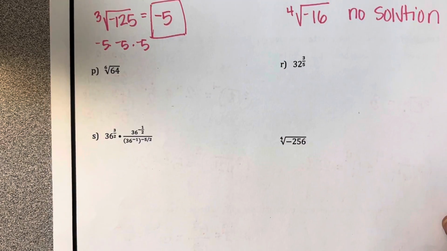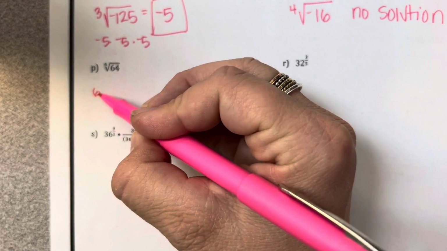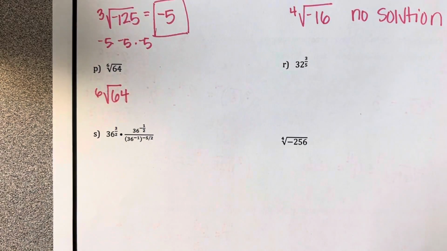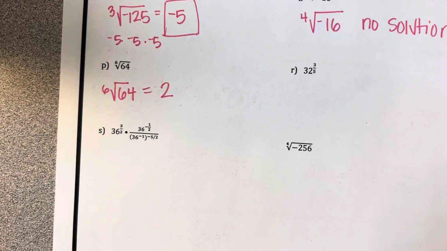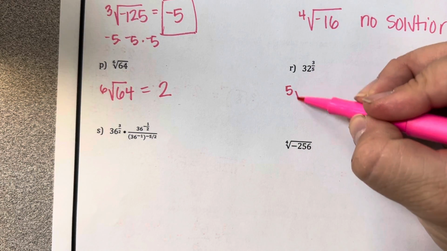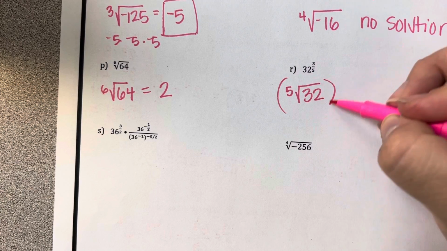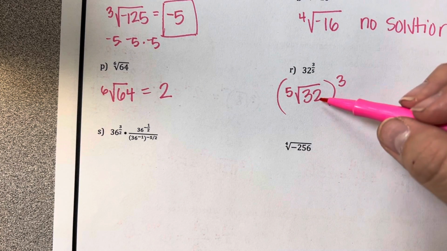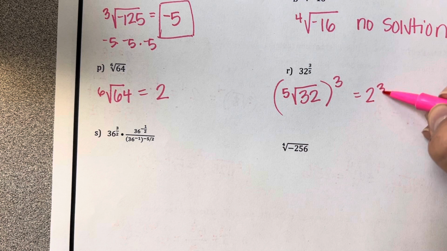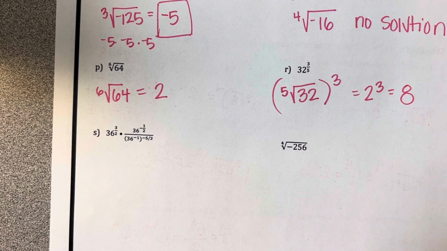Okay, we're going to stretch it a little bit. Is there a sixth root of 64? What number times itself 6 times is 64? It's 2, right? 2 times 2 is 4, 8, 16, 32, 64. So the next one, we have the fifth root of 32 raised to the third power. Well, the fifth root of 32 is 2, and then 2 to the third is 8. And so that's our final answer.